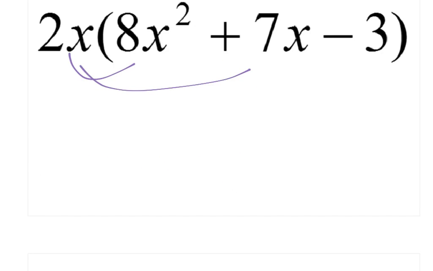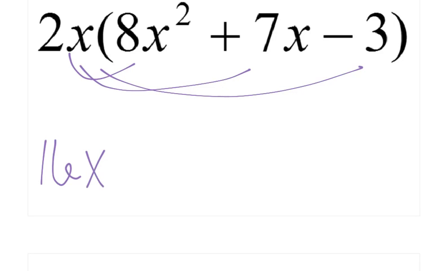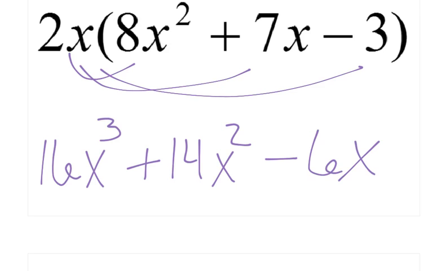Your 2x is going to get distributed, so 2x times 8x squared gives you 16x to the 3rd. Remember, you're going to multiply your coefficients and you're going to add your exponents. 2x times 7x is going to give you plus 14x squared, and 2x times negative 3 is going to be minus 6x.